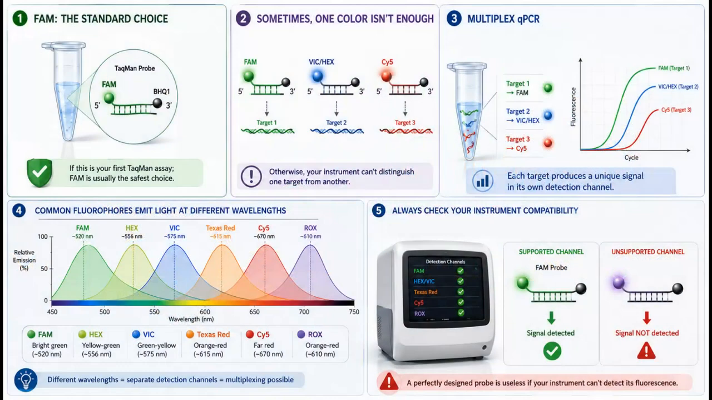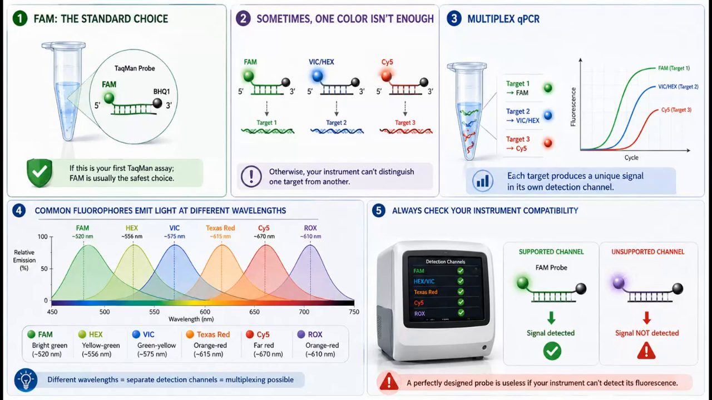For most single-target qPCR assays, the standard choice is FAM. It's bright, highly sensitive, supported by virtually every real-time PCR instrument, and compatible with most commercial master mixes. If this is your first TaqMan assay, FAM is usually the safest choice. But sometimes, one fluorescent color isn't enough. If you want to detect 2 or more targets in the same reaction, each probe must carry a different reporter dye. Otherwise, your instrument can't distinguish one target from another.